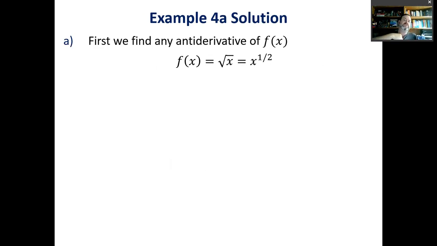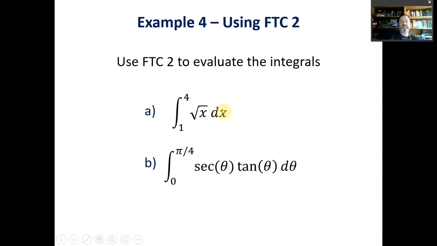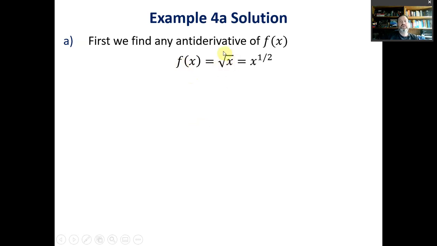So the first thing you want to do is find any antiderivative of f of x. Right? So for this one, f of x is just radical x. So radical x is just x to the 1/2. What's the antiderivative? Well, we did that in section 3.9. You just increase the power by 1, divide by the new power, and simplify. So this is our capital F of x.